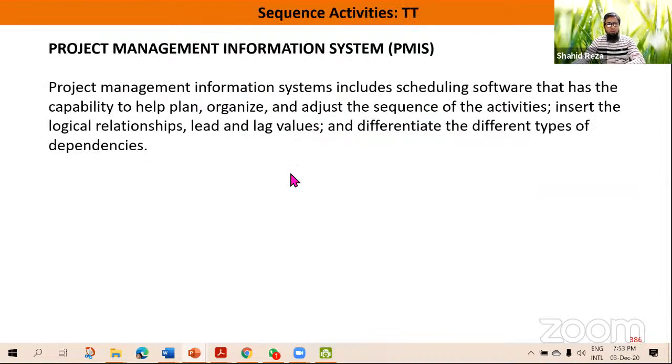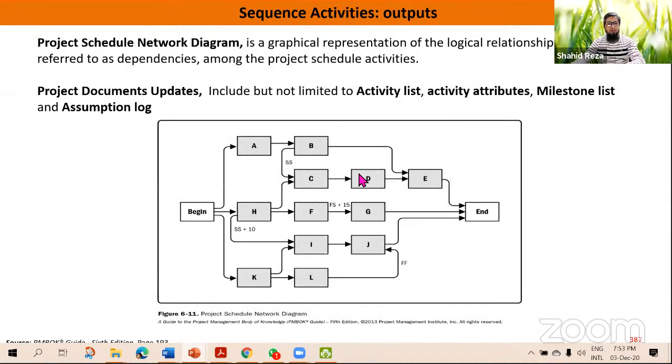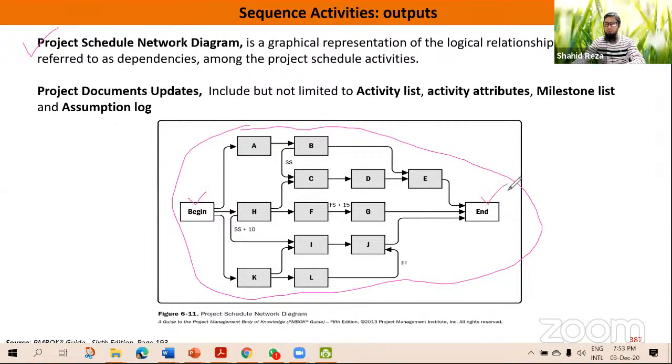All right, so if we use project management software, that is very important when you are doing scheduling, because that will make your life easy. So we are talking about sequence activities outputs. The main output of sequence activities is the project schedule network diagram, and generally it looks like this. These are the activity names, and this is the beginning of the project, the start date, and this is the ending of the project.